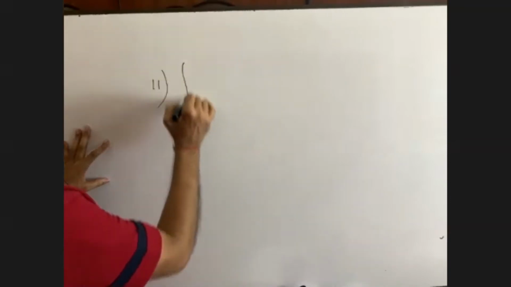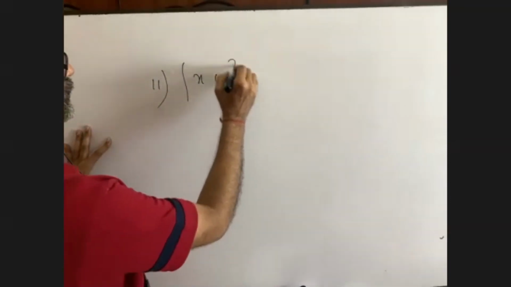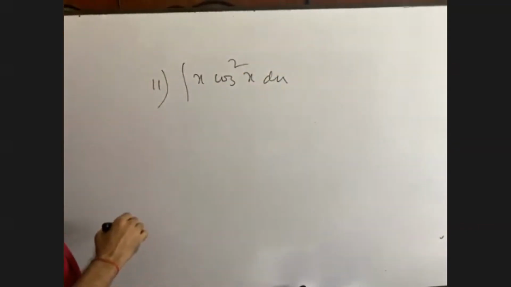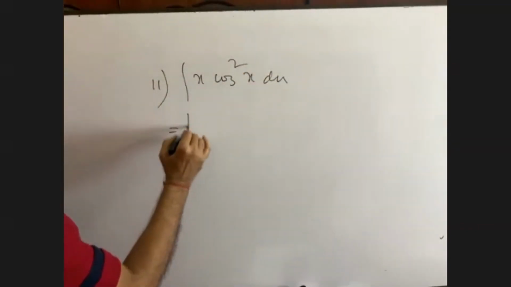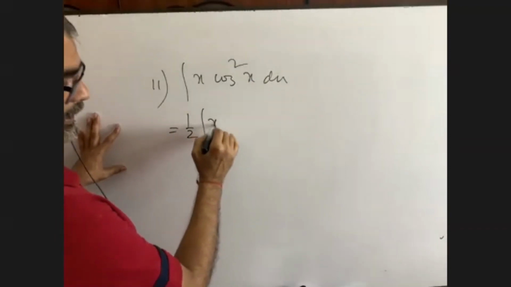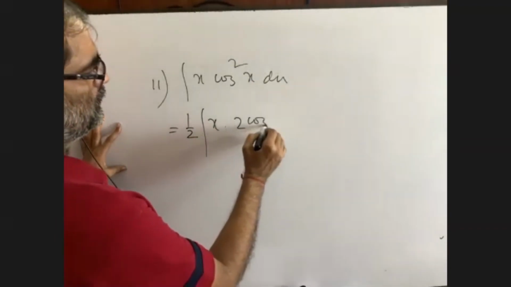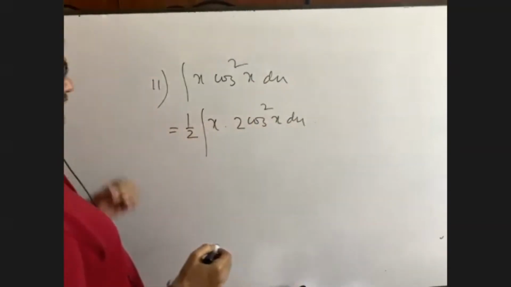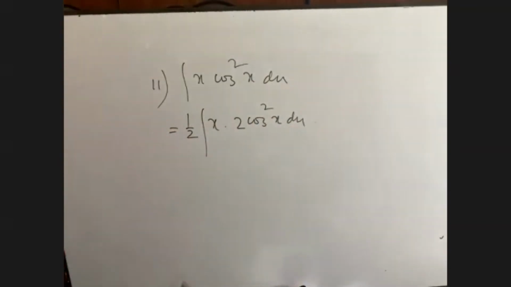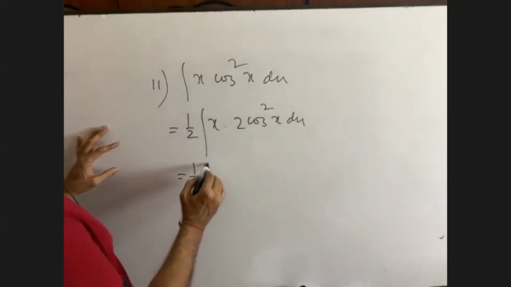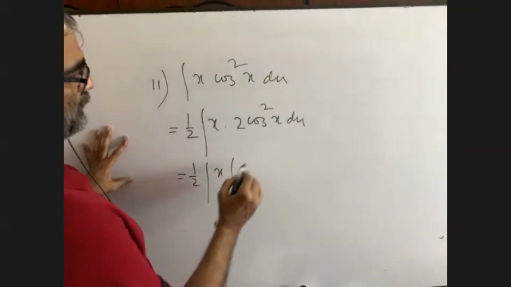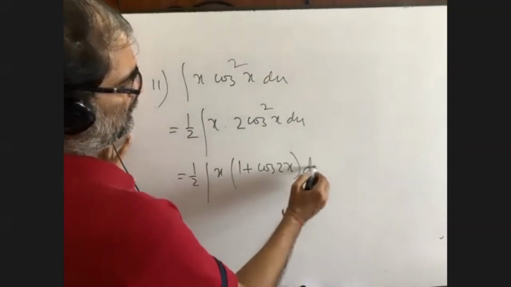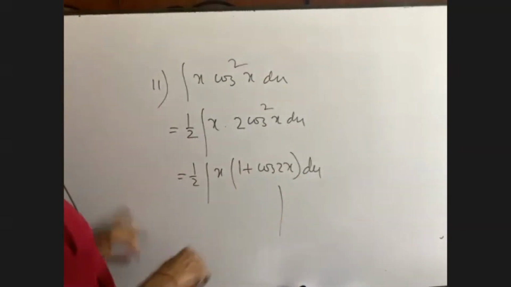Number 2, x cos square x dx. Same math. Okay. What will you do? It is half, it is x, it is 2 cos square x dx. That means it is half x, it is what? 1 plus cosine 2x. After this, you are getting the same math.